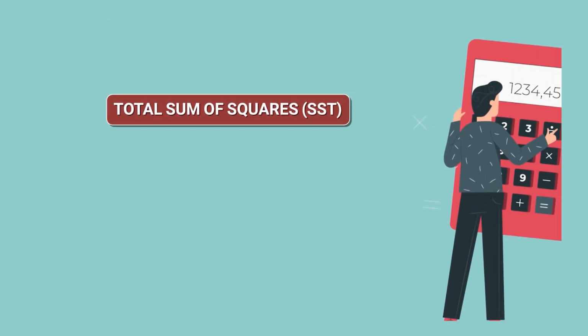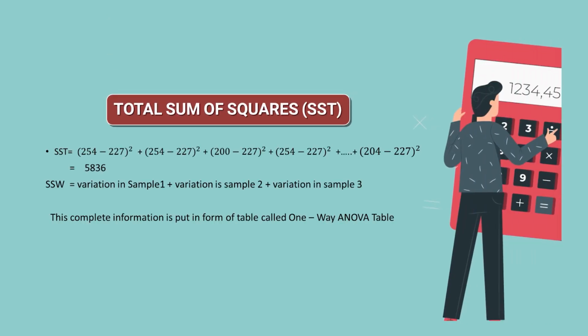Now here is a detailed description of how we calculate the total sum of squares and all that. The total sum of squares is calculated by subtracting the grand mean from each value and then squaring. So 254, square it, and so on, and the total sum of squares is equal to 5836, and the sum of squares within samples is equal to the variation in sample 1 plus the variation in sample 2 plus the variation in sample 3. Now this information which we have compiled is put in the form of a table which we call the ANOVA table.